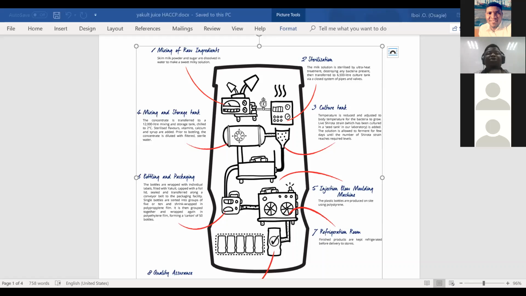Now, you've done your flow chart, fine. So we go back to the HACCP principles, the 7 principles. The first thing is to identify potential hazards and measures for their control. From your flow chart, you already know each of the process steps. So the next thing is, okay, this is mixing of raw ingredients, so that will be step 1, mixing of raw ingredients.